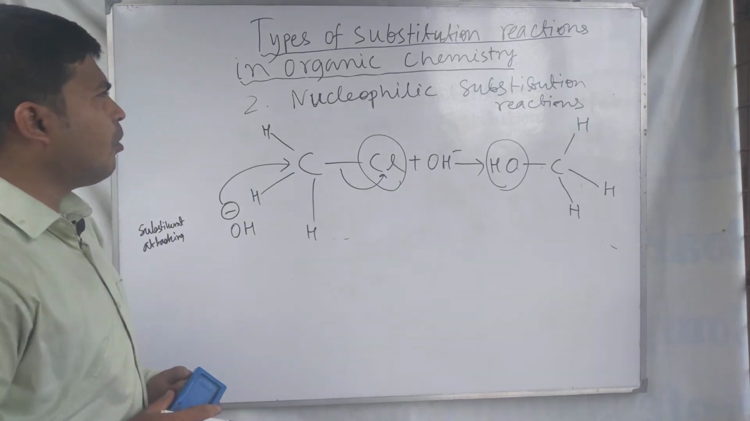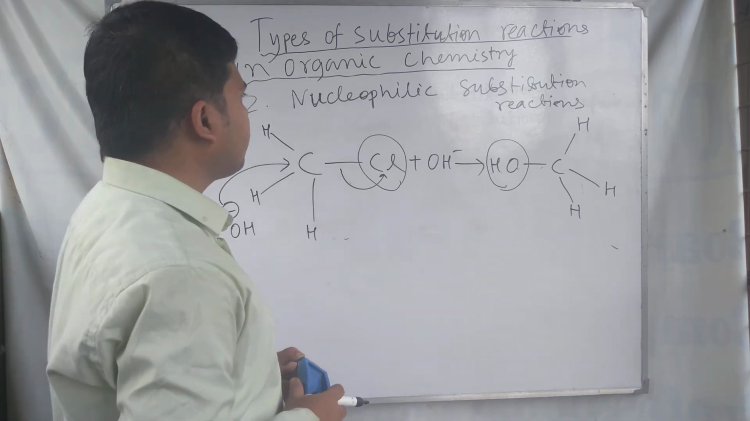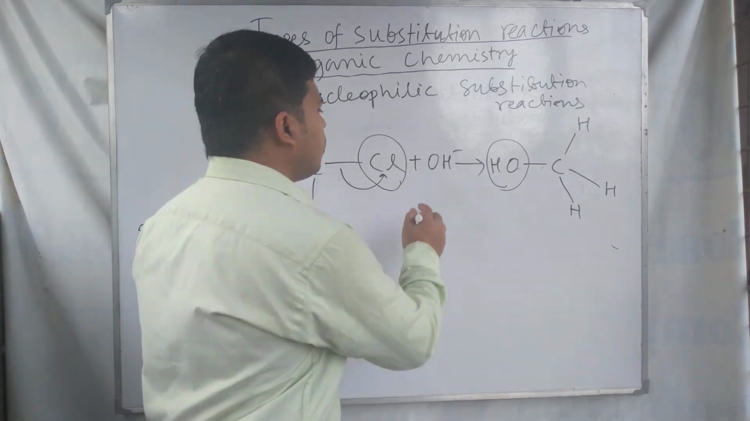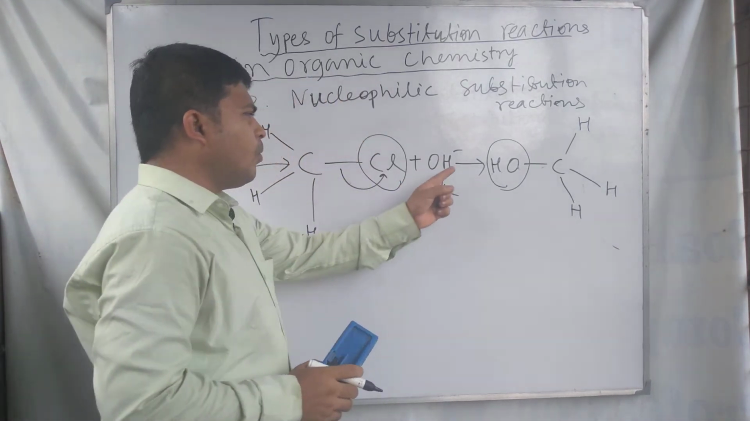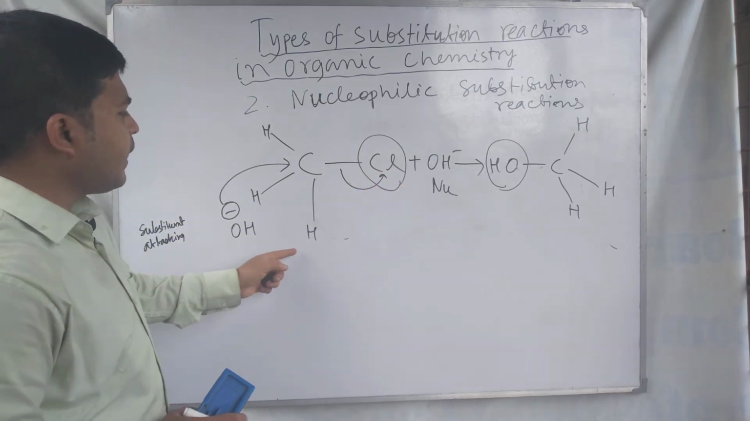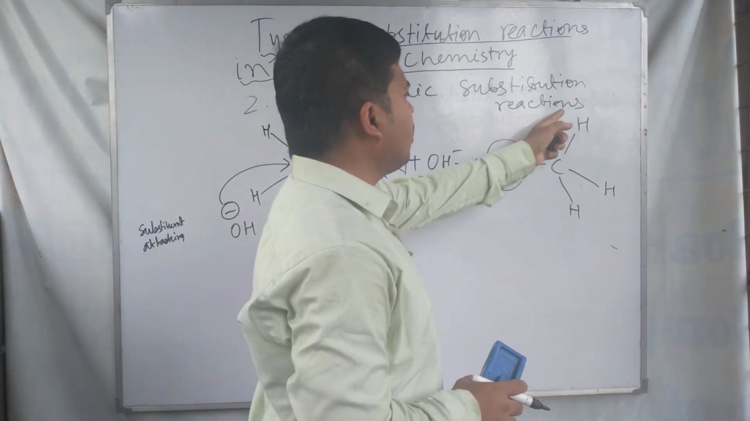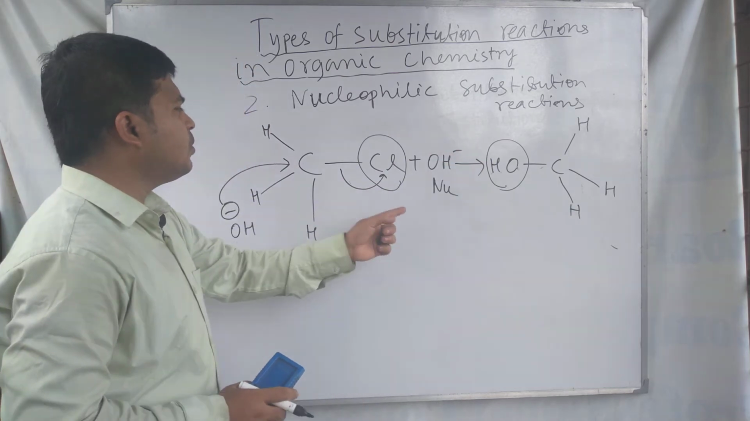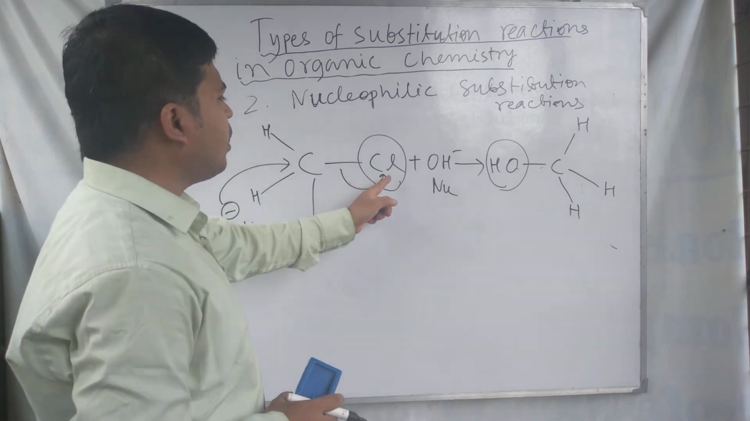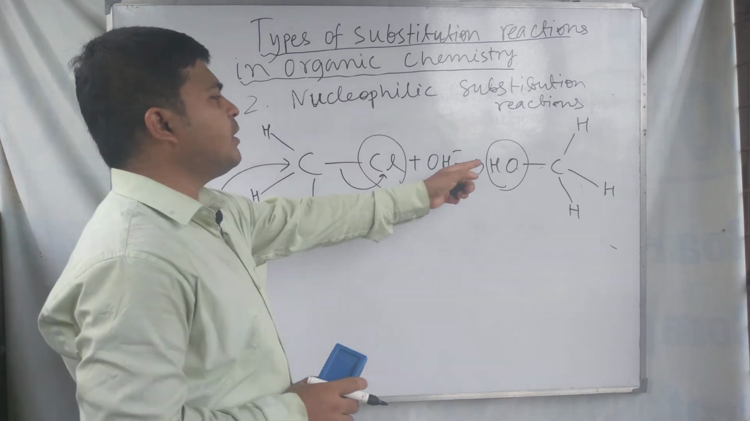So therefore this is called a substitution reaction, and it is called a nucleophilic substitution reaction because the nucleophile, OH minus, substitutes this atom from the reactant. The rest of the reactant part is unchanged. See here, the rest of the reactant part is unchanged. No reaction is occurring with the rest of the part. The reaction is occurring just with the C-Cl bond, meaning chlorine is replaced by the OH group.